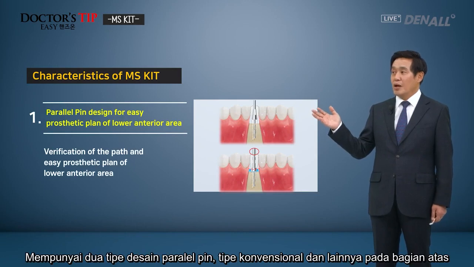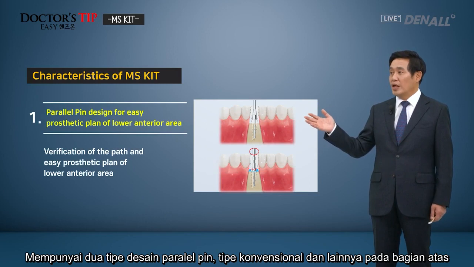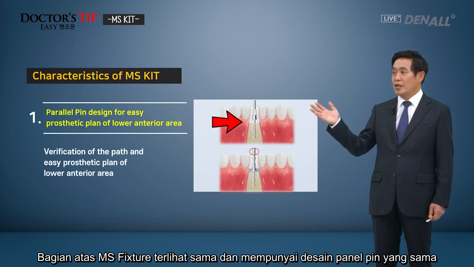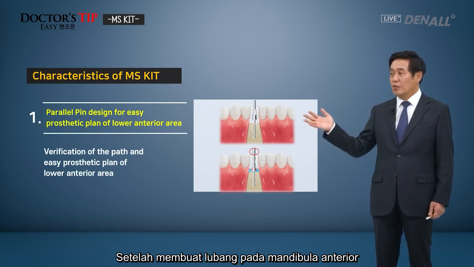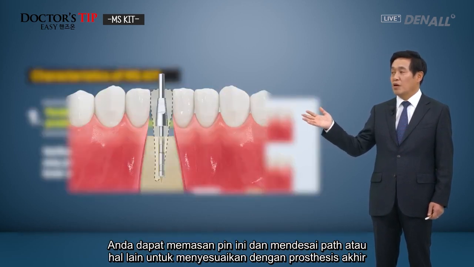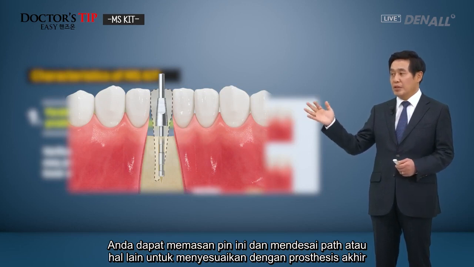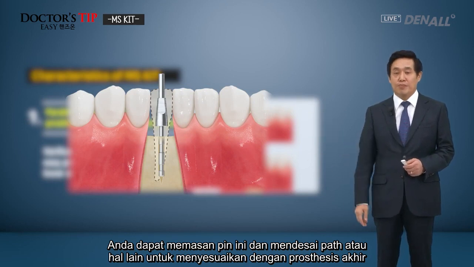It has two types of parallel pin design, the conventional type, and the other one is on the upper part. The MS fixture's upper part looks the same. It has the same parallel pin design. So after drilling a hole in the mandibular anterior, you can put this pin and design the path and other things to fit your final prosthesis.